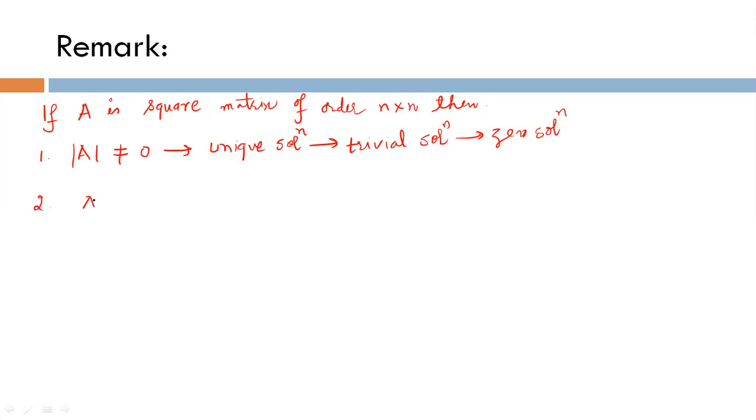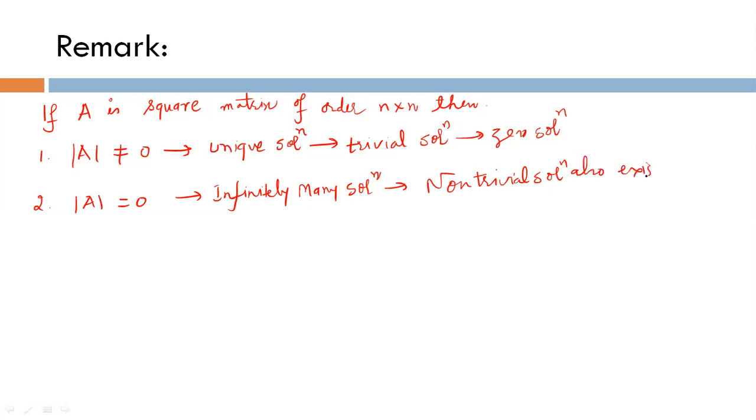And if the determinant is equal to 0, then infinitely many solutions or non-trivial solution also exist. Also exist means trivial is also a solution for infinitely many solutions, or non-zero solution also exists.